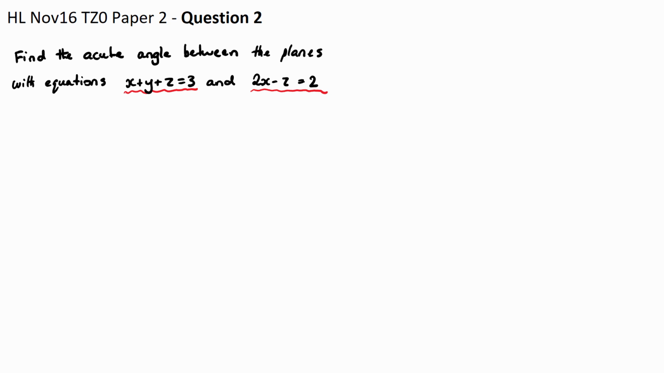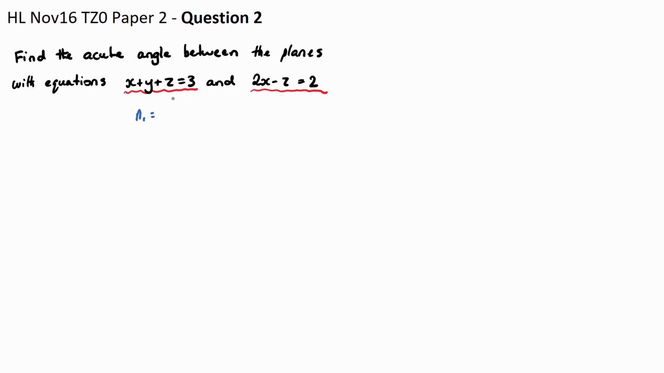Question 2. Find the acute angle between the planes with equations x plus y plus z equals 3 and 2x minus z equals 2. Okay, so from our two equations of planes, we can determine the two normal vectors to them. So let's make the first vector n1, and we know that's just going to be 1, 1, and 1.